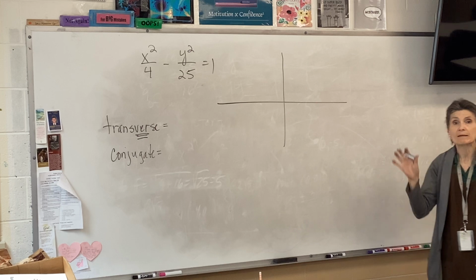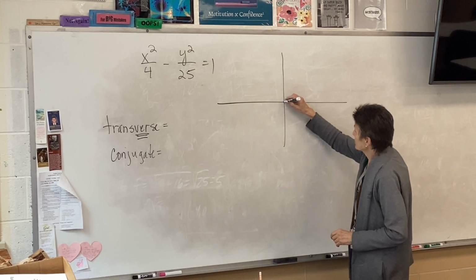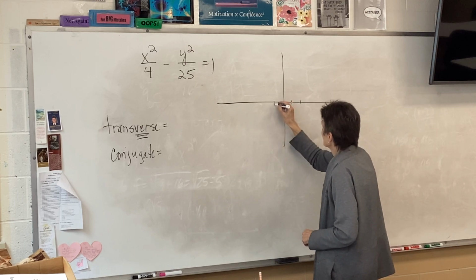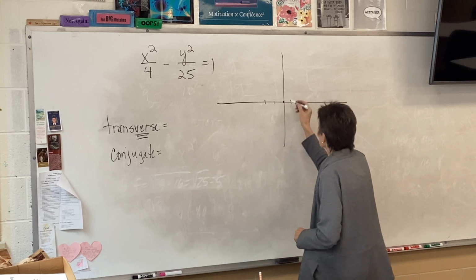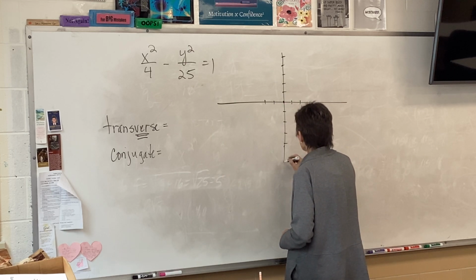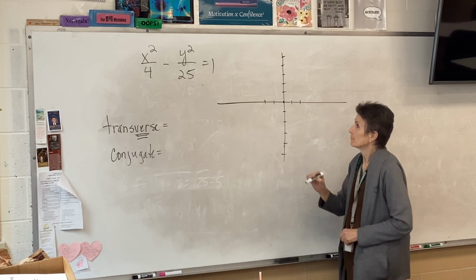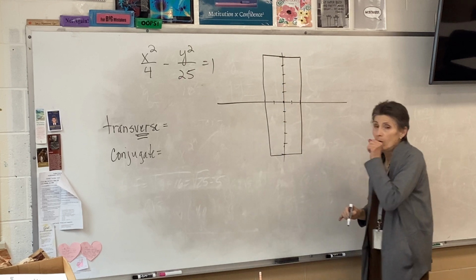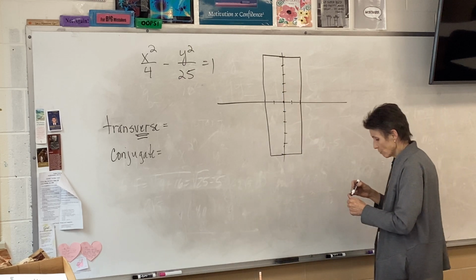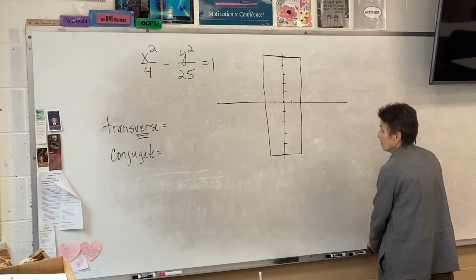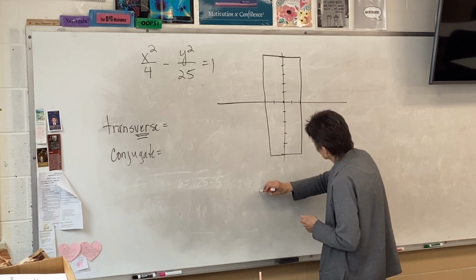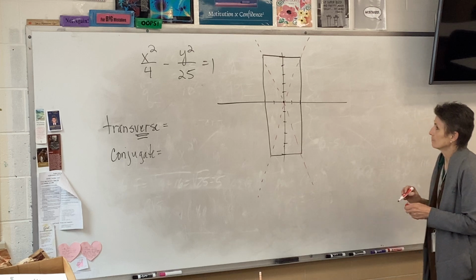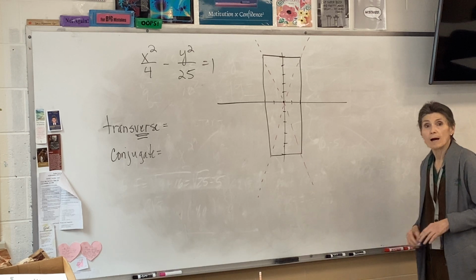Where is our center? That's the beginning of everything. Our center is at the origin. We're going to count sideways 2 and up and down 5. We're going to draw a box. And then we're going to draw in the diagonals of the box. And then we're going to draw our hyperbola.